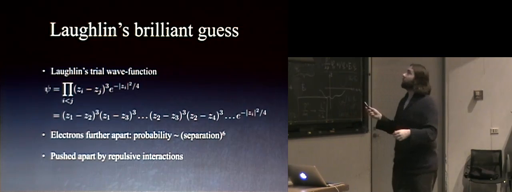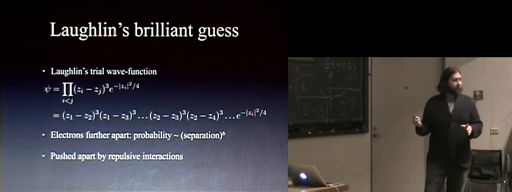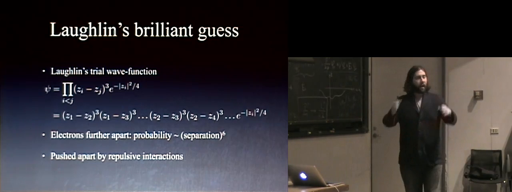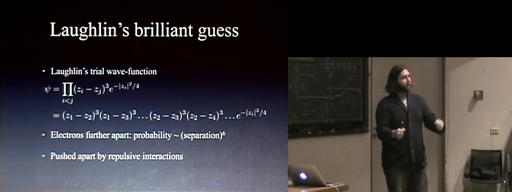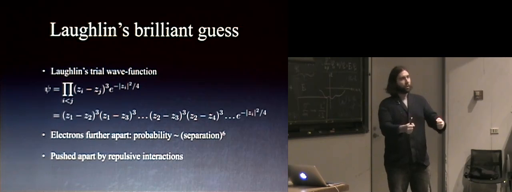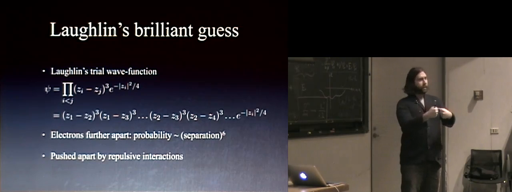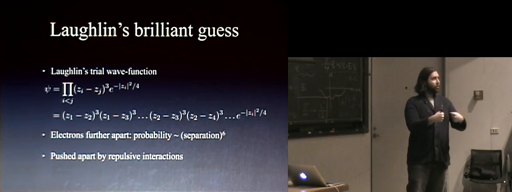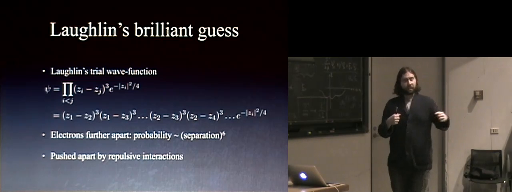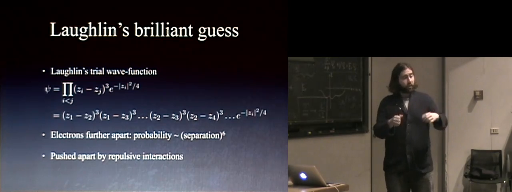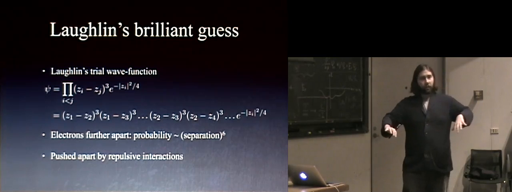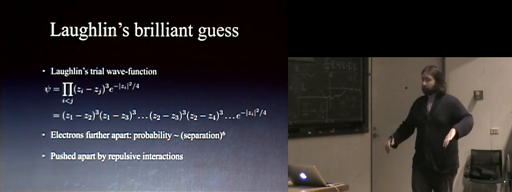Why is this happening? Well, this was just a guess, but physically what's happening is that I have a bunch of electrons in a material, they're charged, and they all have the same charge, minus 1. And so as they try to get near each other, there's an electrostatic repulsion. So it's perfectly natural to assume that these electrons don't actually want to get near each other, and they're pushed further apart by these interactions.